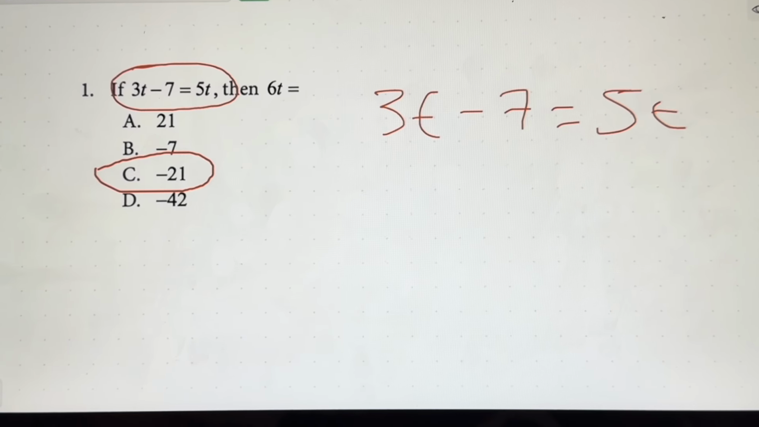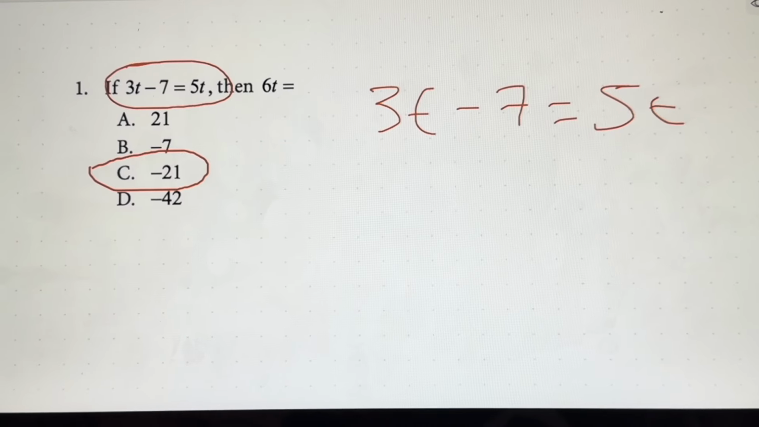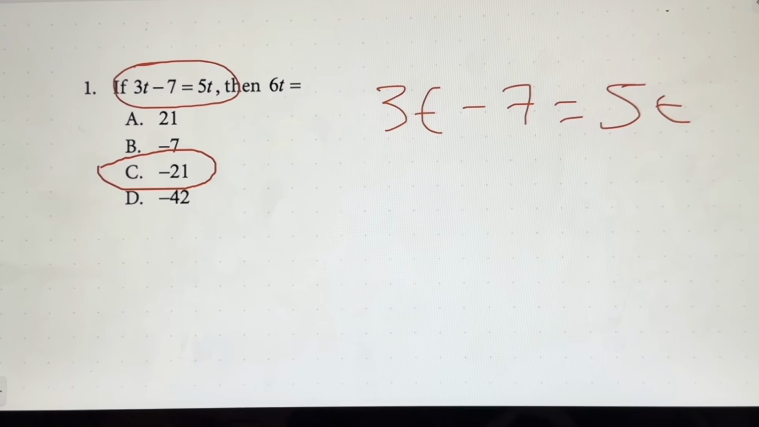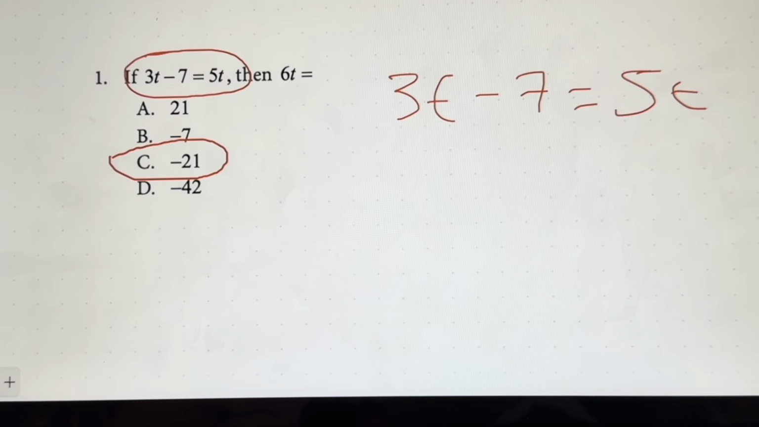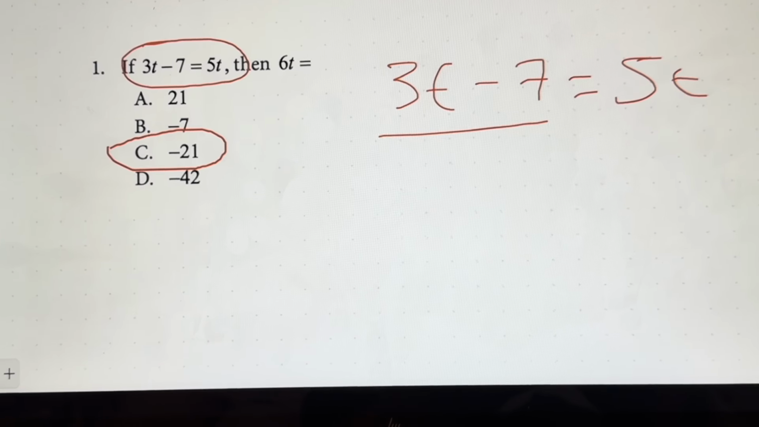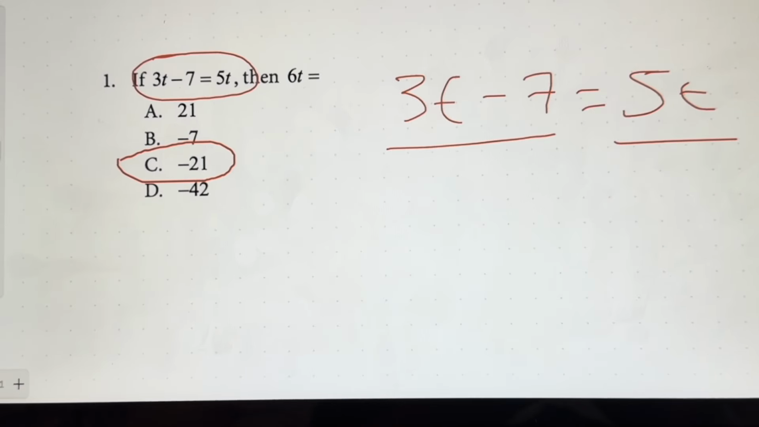Now let me remind you, those of you that are going to solve this algebraically, the golden rule of algebra, okay? The golden rule of algebra is what you do to one side of the equation, you must do to the other side of the equation. And as long as you do that, you get a true statement.